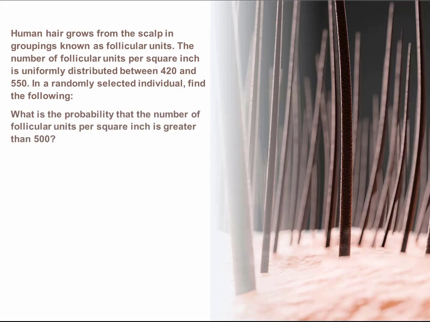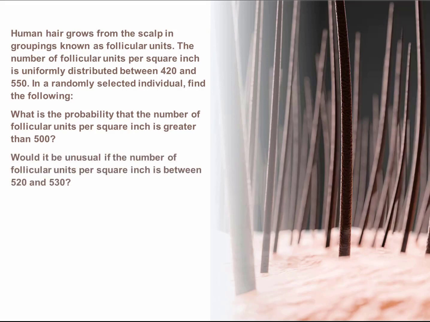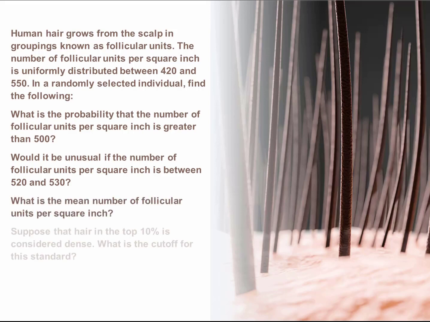What is the probability that the number of follicular units per square inch is greater than 500? Would it be unusual if the number of follicular units per square inch is between 520 and 530? What is the mean number of follicular units per square inch? Suppose that hair in the top 10% is considered dense. What is the cutoff for this standard?